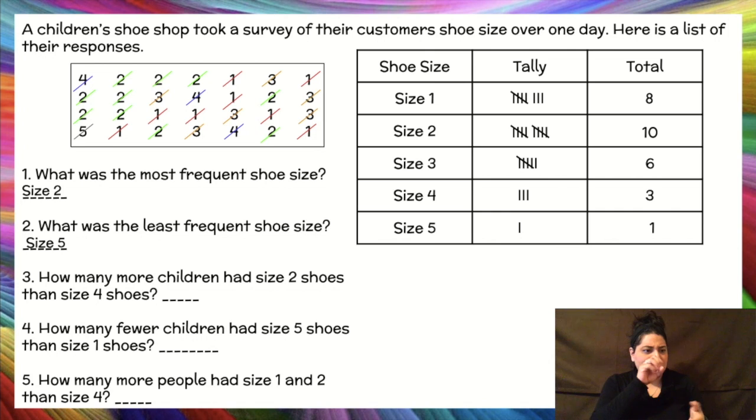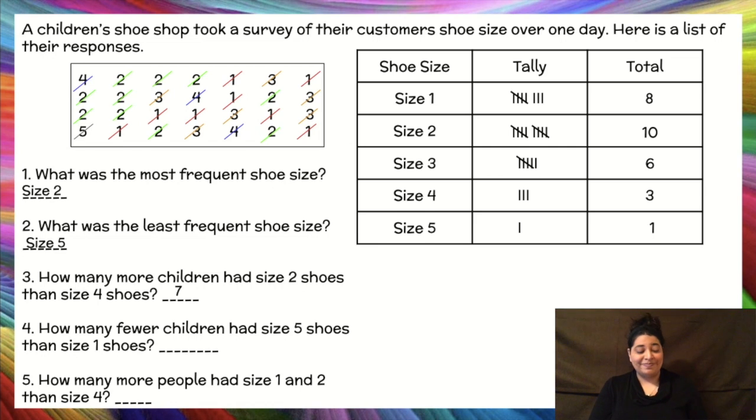It says, how many more children had size 2 shoes than size 4 shoes? So we're doing a little bit of comparing here between 2 different sizes. So we need to look at our size 2, which is here. We have a total of 10. And we need to look at our size 4, which is right over here, a total of 3. Wow, this is super easy. 10 minus 3. I'm going to give you a second to calculate that in your head. This should be mental math. 10 minus 3 is 7.